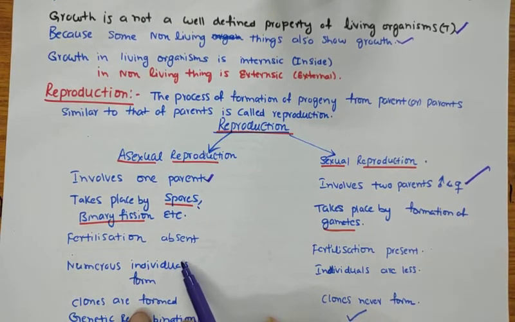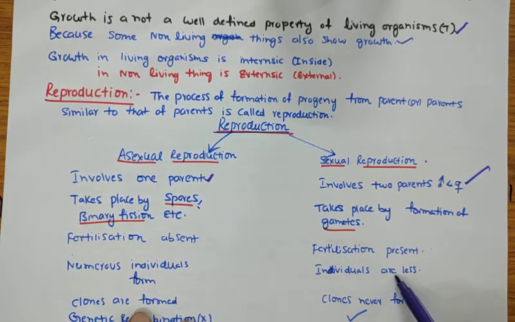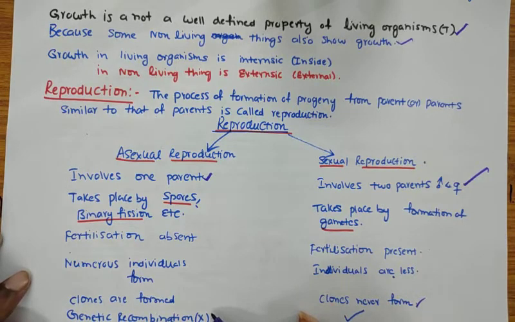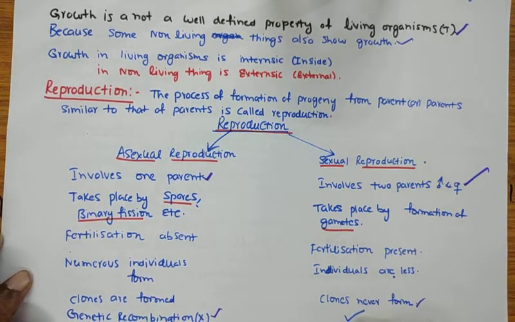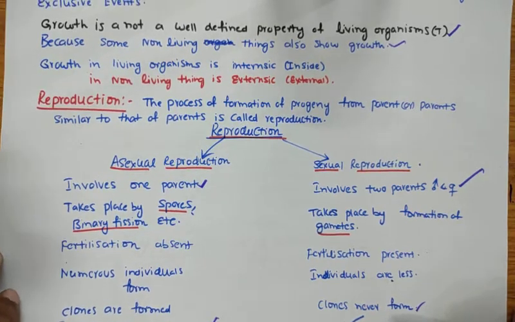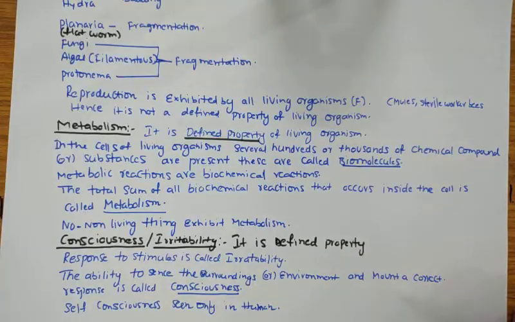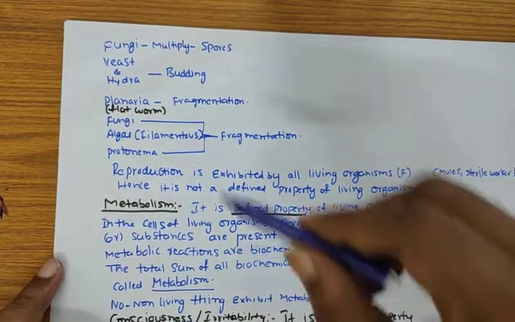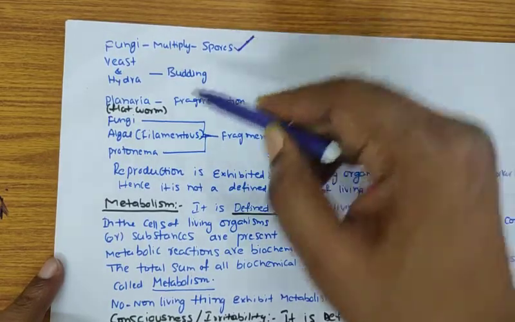Through asexual reproduction, numerous individuals are formed, but here fewer individuals are formed. Through asexual reproduction, clone formation is present. Here clone formation is generally not present. Genetic recombination is not at all seen in asexual reproduction because there is no meiosis, whereas here genetic recombination is possible because meiosis takes place.